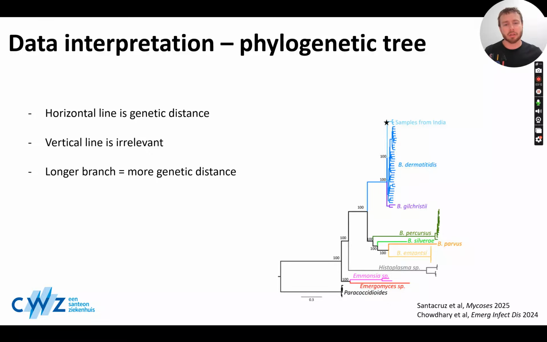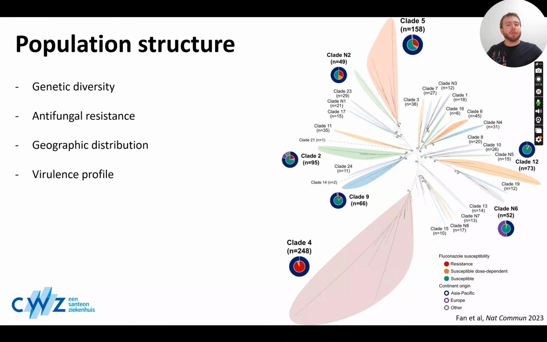So now that we know this, why do we want to do genotyping in the first place? Well, a very important application is to know the population structure of a species, either in your region, in your country, maybe even on a species level. And then we basically are determining the genetic diversity. Do we see that isolates are closely related to each other? Do we see a high genetic diversity? Do they group into clades? And then, when we know this, we can correlate this with, for example, antifungal resistance, a certain geographic distribution, or maybe a certain virulence profile.